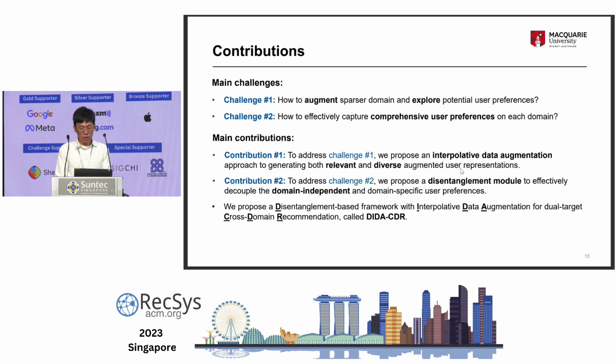For the second challenge, we propose a disentanglement module to effectively decouple the domain-independent and domain-specific user preferences in addition to the domain-shared ones. So overall, we propose a disentanglement-based framework with interpolative data augmentation for dual-target cross-domain recommendation called DATA-CDR.